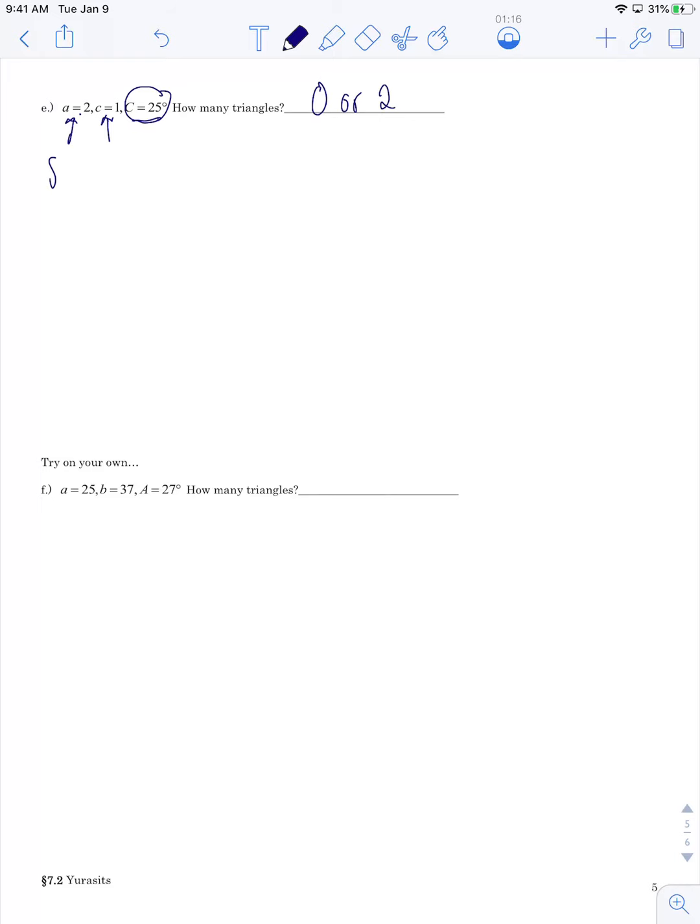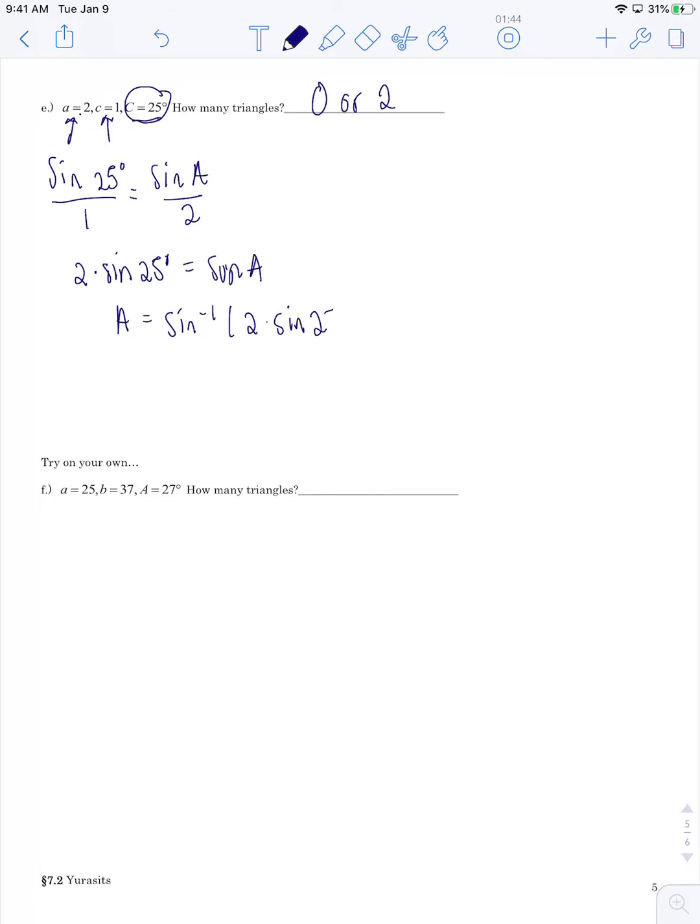Well, I'm going to set up law of sines. So sine of 25 degrees over 1 equals sine of A over 2. I'm going to go ahead and cross multiply. And because we're solving for an angle, we do the inverse. And this is just sine of A because I multiplied it by 1, so it's just itself.